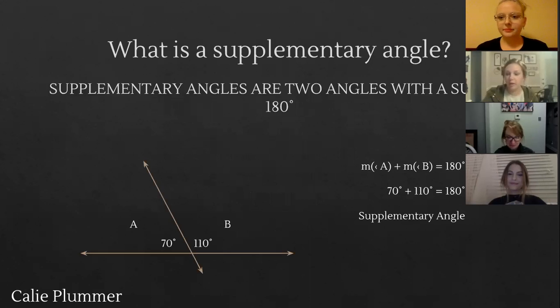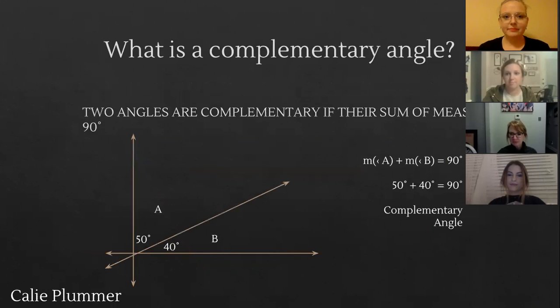So before we get into the actual lesson and presentation, I figured we would go over some of the angles to give a little background knowledge in case you're not familiar with them. So a supplementary angle is when two angles or more add together to equal 180 degrees. A complementary angle is when two or more angles all add together to equal 90 degrees or a right angle.